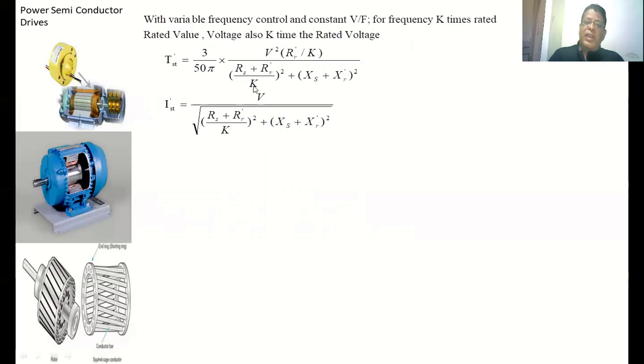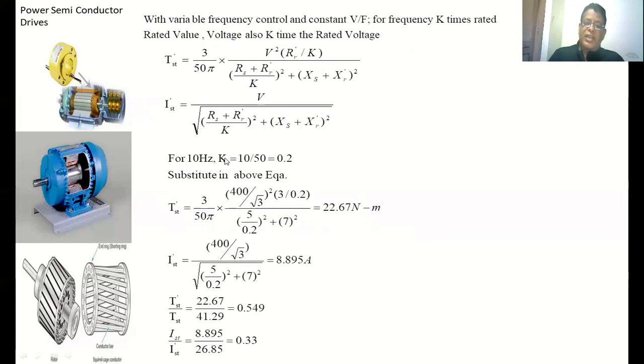Now in place of K, we are going to take a constant value. The constant value should be represented with a frequency of 10 Hz. For 10 Hz, K equals 10 by 50, that is 0.2. Substituting the K value in the above expression, we get a starting torque developed in the induction motor of 22.7 Newton meter. The starting current taken by the induction motor is 8.895 amperes. These two values represent starting the induction motor with 10 Hz frequency and the corresponding voltage also, so that the V/F ratio is constant.